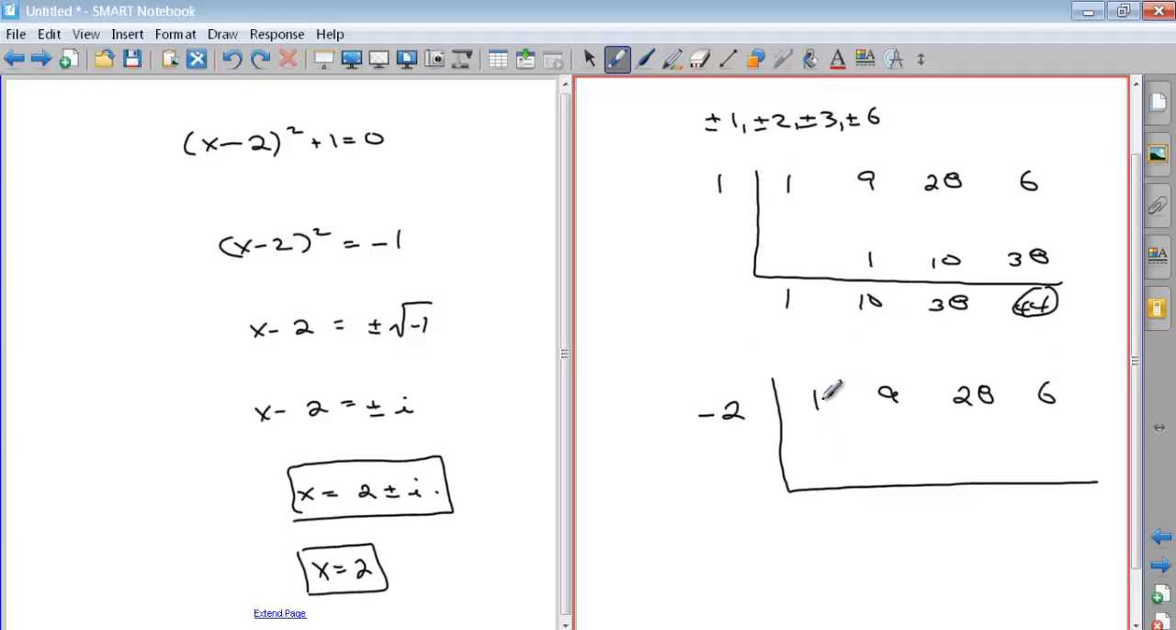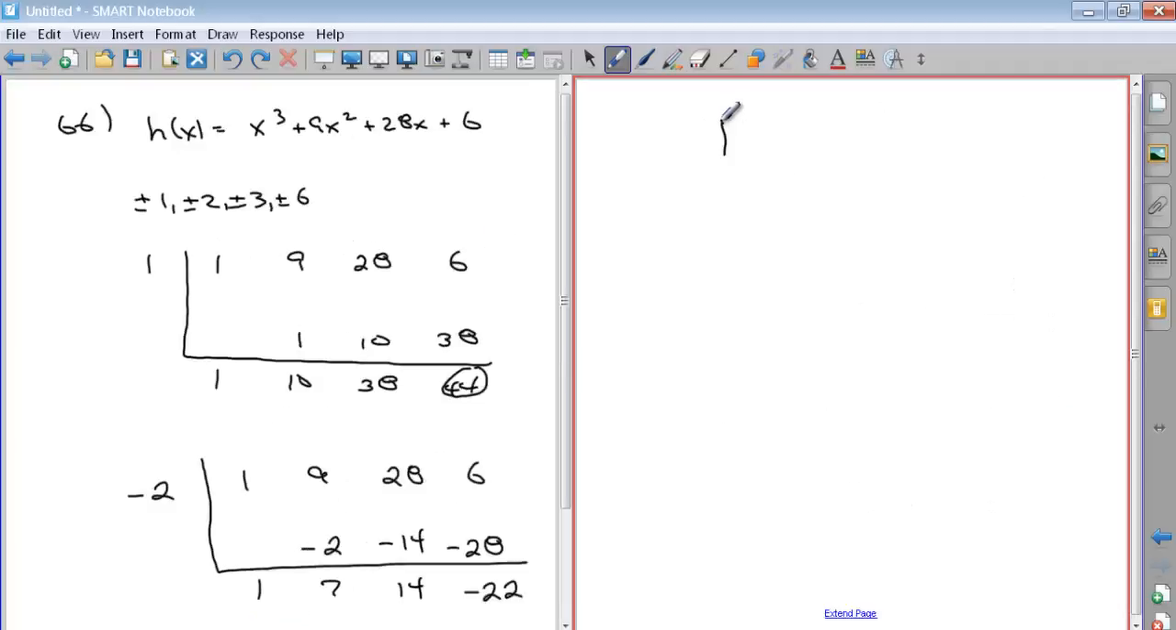Okay, so bring down the 1. Negative 2 times 1 is negative 2. 9 and negative 2 added together is 7. Negative 2 times 7 is negative 14. Add those together, you get 14. So you have negative 2 times 14, which is negative 28. And add those together, you get negative 22. So that's looking awfully like the answer is negative 1 to get the first factor, or the first 0.